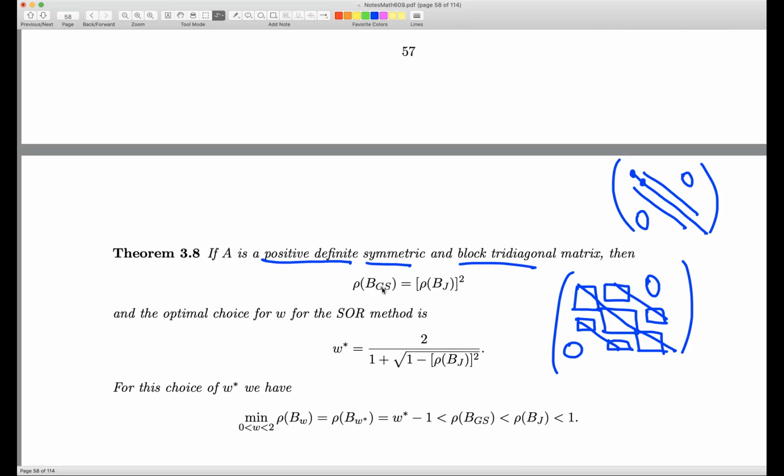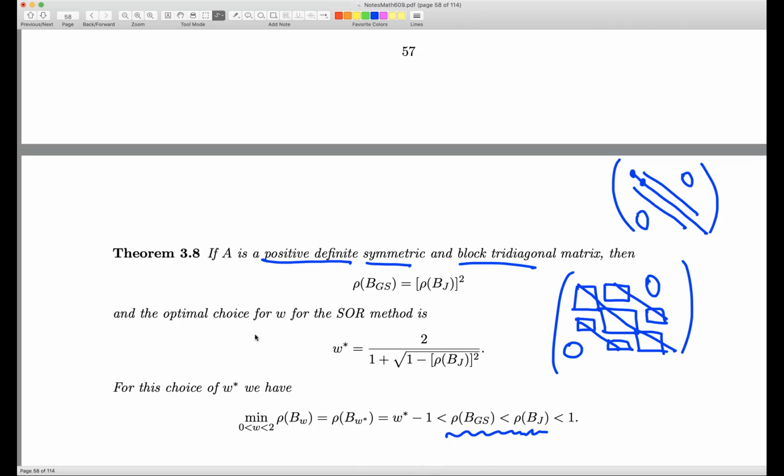The spectral radius for the Gauss-Seidel iteration matrix is equal to the spectral radius of the Jacobi matrix squared. Which means that if the spectral radius of the Jacobi is less than 1, a number less than 1 squared, we will end up with a number even smaller than the original one. So the spectral radius of the Gauss-Seidel will be less than the spectral radius of the Jacobi.